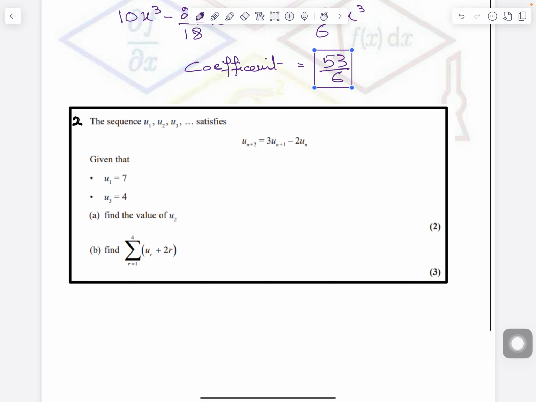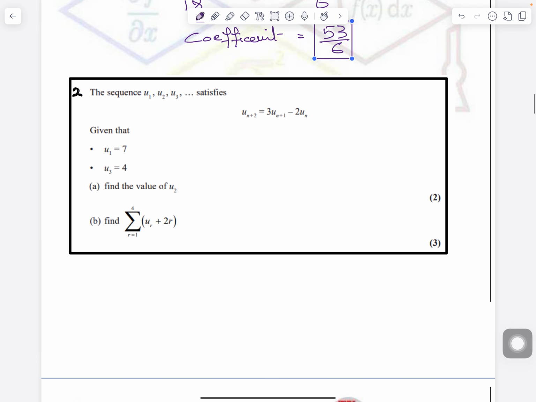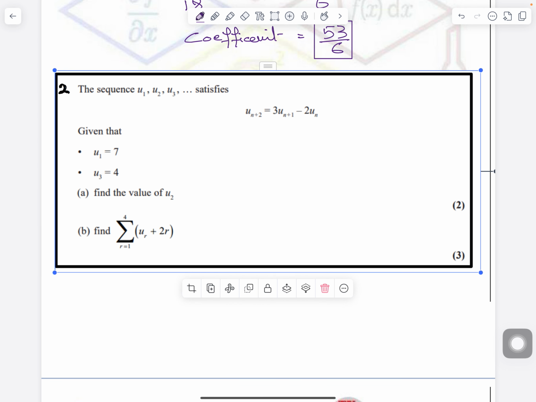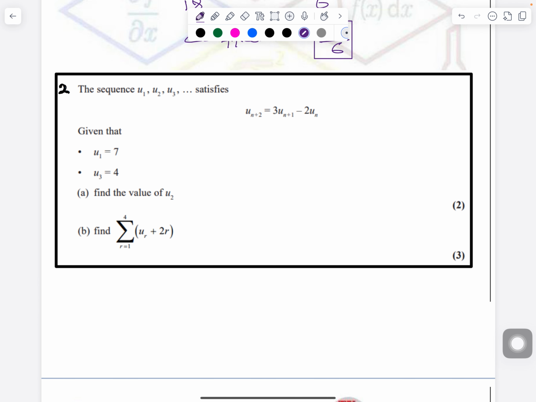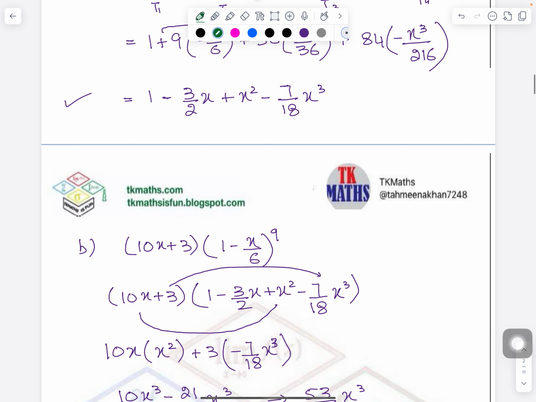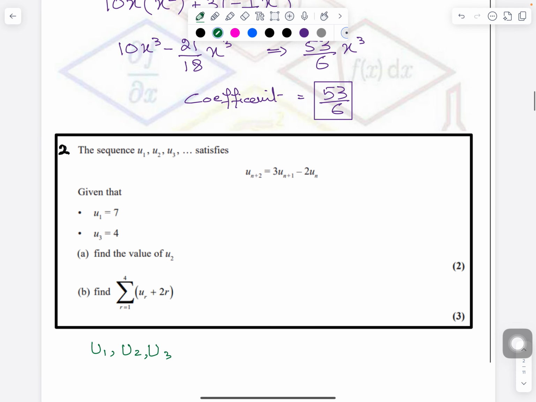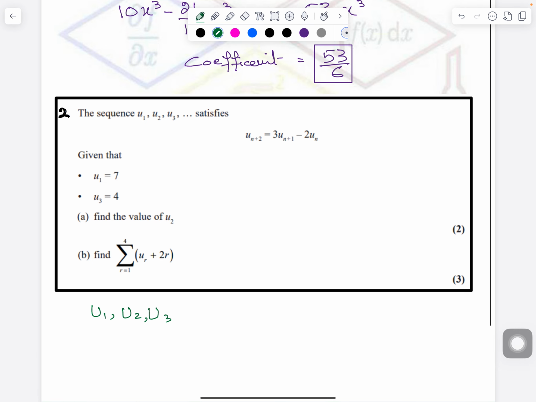Now this is the next question, which is from sequence and series topic. So let's do this question. Okay, so first of all, U1, U2, U3 are telling us the terms. Like earlier I wrote here in binomial, if you see I wrote term 1, term 2, term 3. So sometimes the letter U is also used. It's just a letter, right? So term 1, term 2, term 3 are represented by U1, U2 and U3.